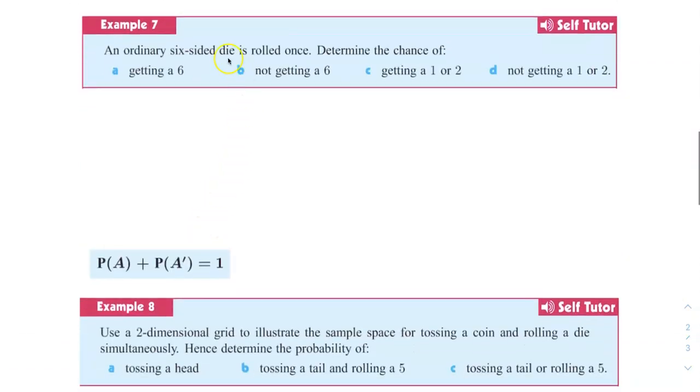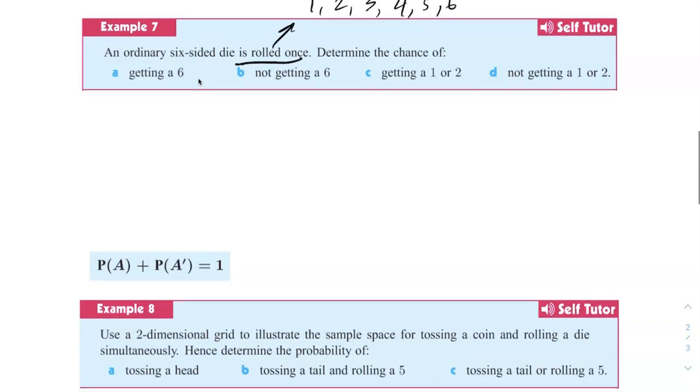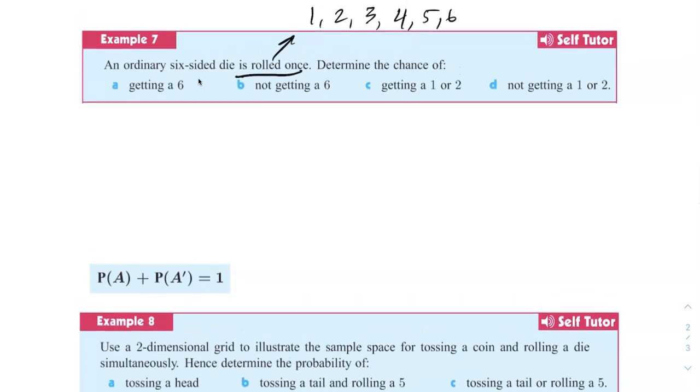So it's another one. An ordinary 6-sided die is rolled once. Determine the chance of getting a 6 first. So if you roll a 6-sided die, you could get a 1, a 2, a 3, a 4, a 5, or a 6. There we go. So my total was 6. I have 6 different possibilities. So the probability of getting a 6 will just be, well, there's only one 6, so 1 out of 6.